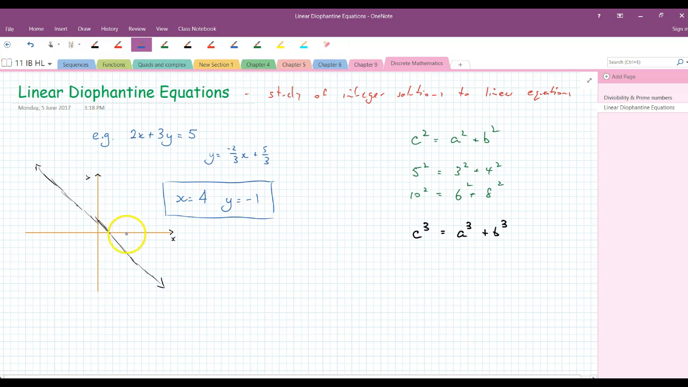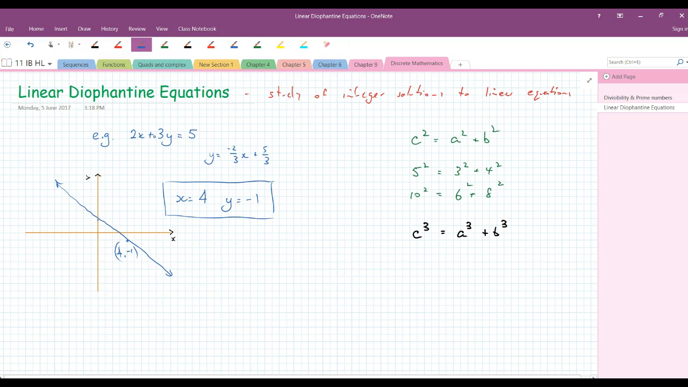So x equals 4, 1, 2, 3, 4. This line should go through 4, minus 1. It should go through this point here, and if I'd drawn this line correctly, then it would have done. In fact, I might just attempt to do that. I know it goes through this point, and I know it goes through the y-axis at 5/3 or 1 and 2/3. So it's a line that goes through these two points, and that is the point there, 4, minus 1, an integer solution to this equation. That's what Diophantine equations are all about.